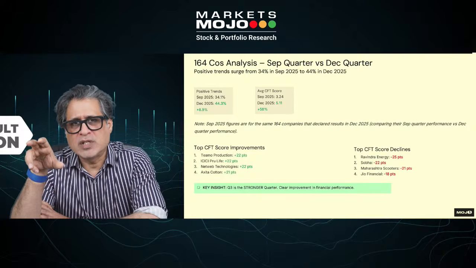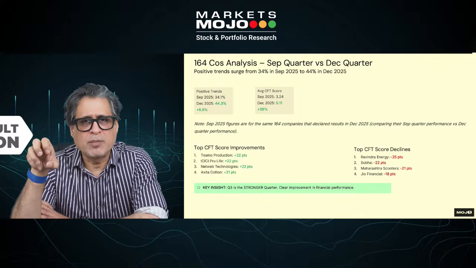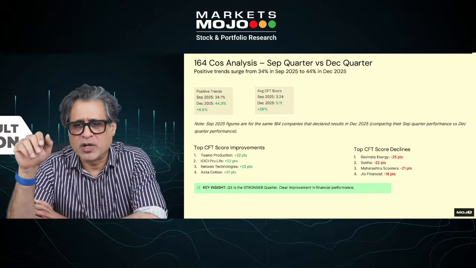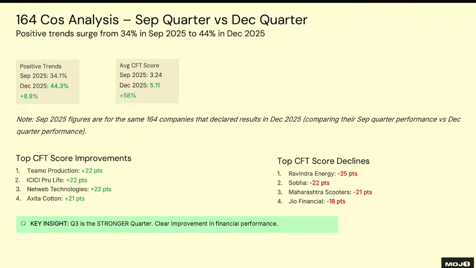The same set of 164 companies, let's look at the companies which have declined from September into October. Ravindra Energy, 25 points decline. Soba, 22 points decline. Maharashtra Scooters, 21 point decline. And Geo Financials, 18-point decline.